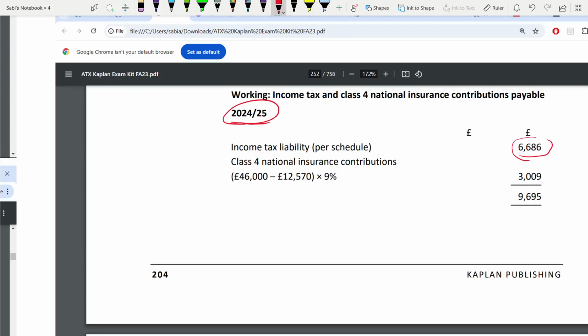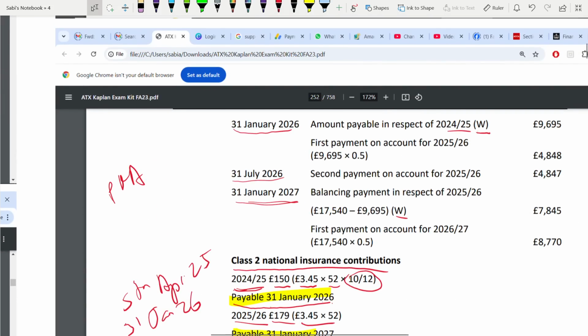So if we are in 24-25, trading taxable income was 46. Deduct the lower threshold and into 9%. This is how you calculate class 4 NIC and add it with income tax. So this is your total. 9695, it goes here. This 50% you will pay as first payment on account. That's why half of it. Next payment will be same.